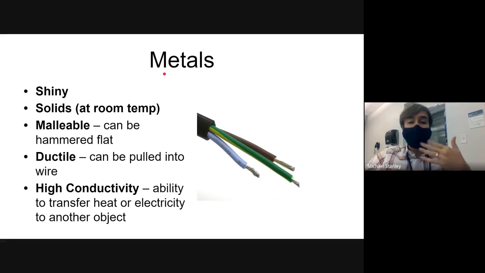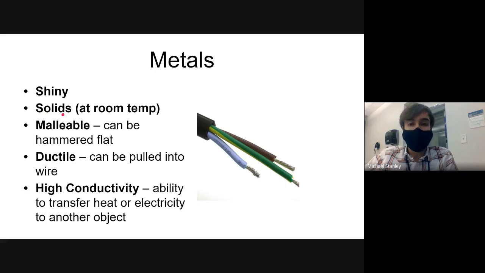So metals tend to be shiny, right? So whenever you think about the characteristics of metals, I want you to picture in your head aluminum foil that you probably have at your house, right? So metals tend to be shiny. They are usually solids at room temperature, right? So the aluminum foil, my gold wedding ring, the silver that's in your necklace, it's all solid unless you get it really, really hot.